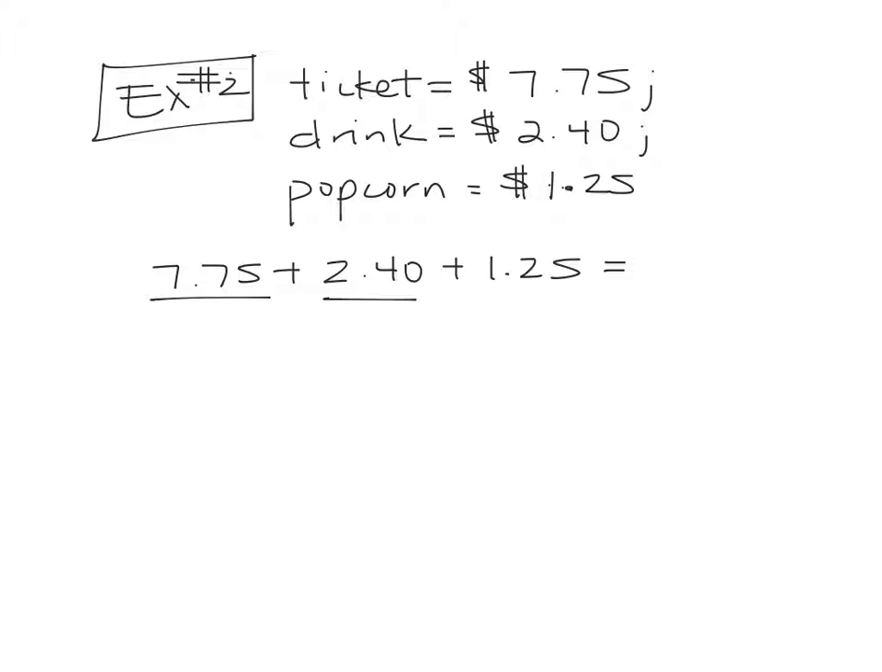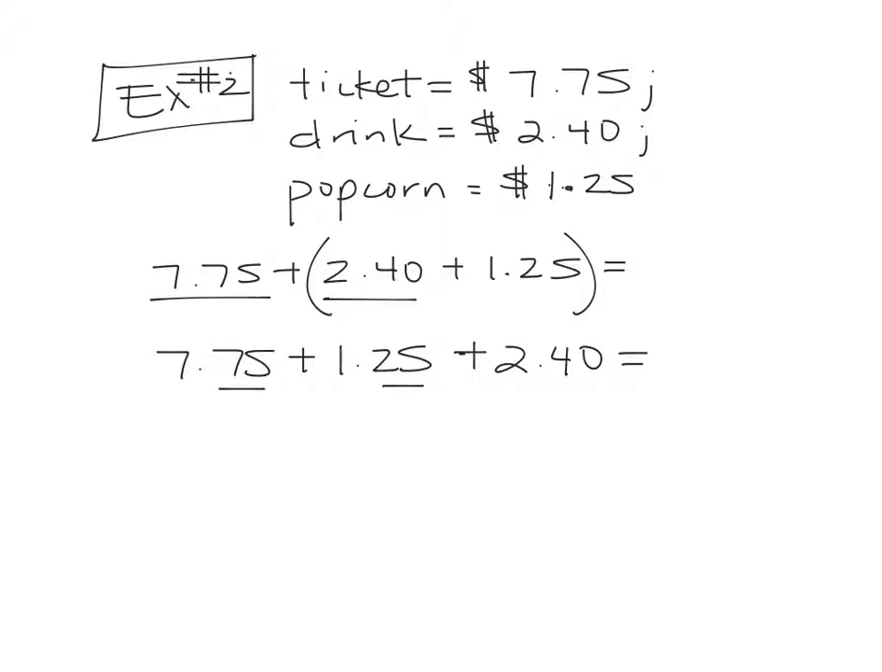But if we apply the commutative property and we say these two numbers, we can flip, right? So it's $7.75 plus $1.25 plus $2.40. That's a lot easier to do in your head because 75 cents and 25 cents makes an even dollar, right? So you have $7, $8, $9. Then if you add to that $9, $2.40, what do you get?